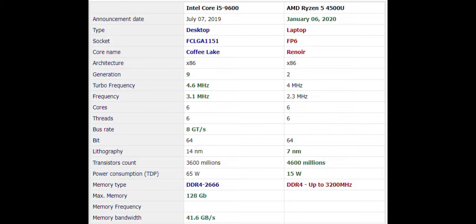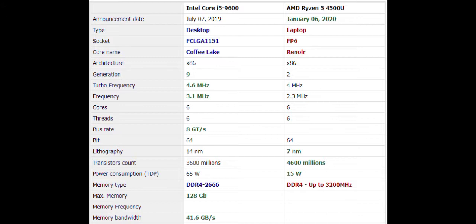specifications. First is the announcement date. The Intel Core i5 was released on July 7, 2019, while the AMD was released on January 6, 2020. The Intel Core i5 is a desktop processor, and the AMD Ryzen 5 is for laptops. Their socket type is FCLGA1151 for Intel Core, and FP6 for Ryzen 5. The core name is Coffee Lake for the Core i5, and Renoir for Ryzen 5.